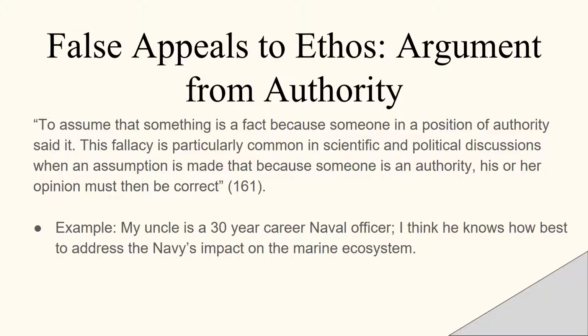The argument from authority is a false appeal to ethos because it suggests that one's authority makes his or her argument true. For example, in this statement from the textbook, someone is arguing that the 30 years of experience his or her uncle has as a naval officer automatically make his arguments for addressing the Navy's impact on the marine ecosystem strong and valid. As we learned from the appeal to tradition fallacy, withstanding the test of time doesn't make an argument withstand the test of truth.